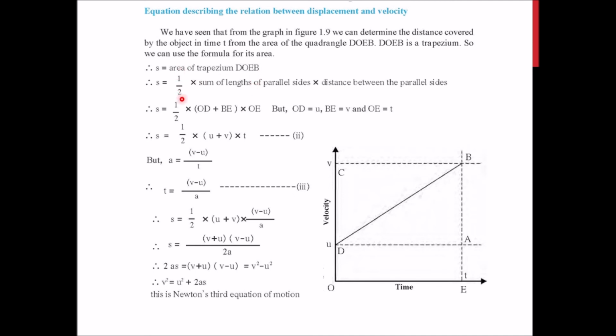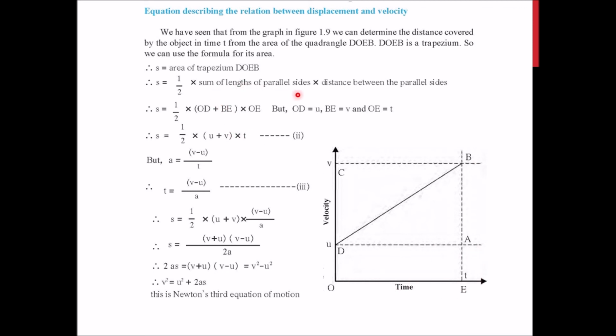The area of a trapezium formula is half into the sum of the lengths of the parallel sides into the distance between the parallel sides. So it is half into OD plus BE, into OE. The sum of the parallel sides is OD plus BE. We have two parallel sides over here, that is OD and BE, and the distance between them is given by OE, which is time.